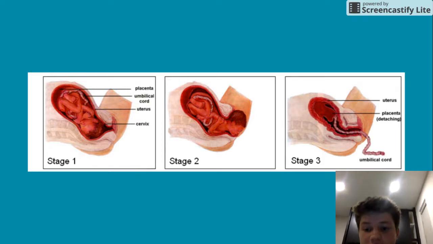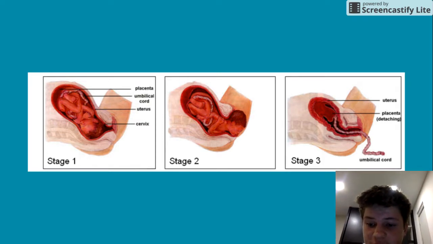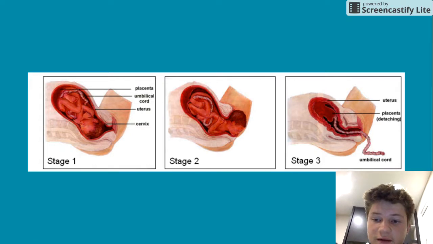During birth, the amniotic sac breaks and the fluid flows out, the baby is pushed through the cervix, and the placenta is excreted from the vagina.